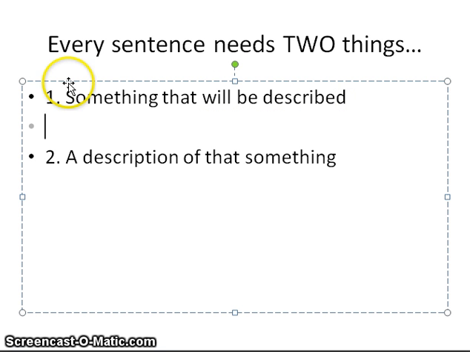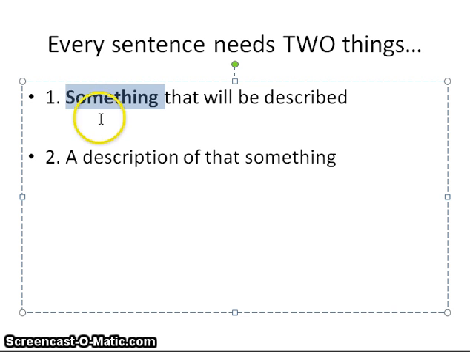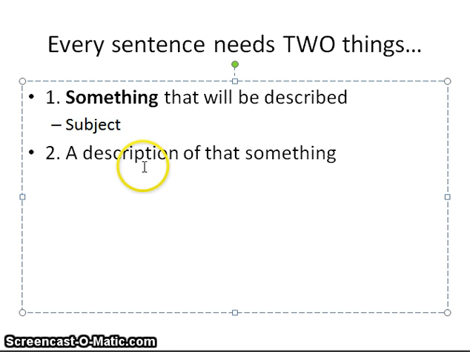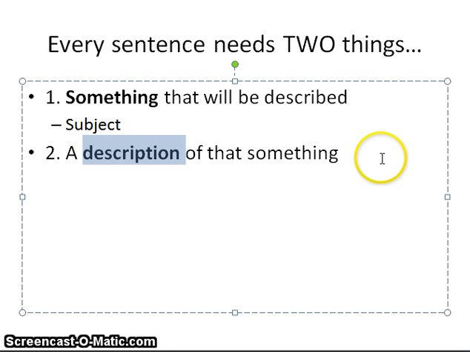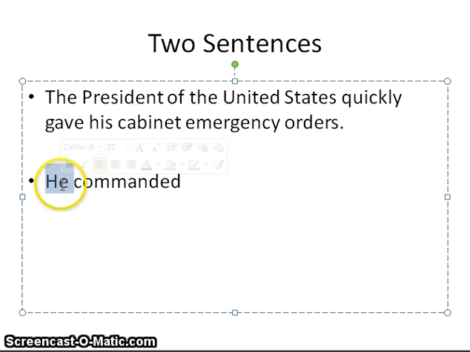Okay, something that will be described, we're going to call our subject. Okay, and our description, we're going to call the predicate. Okay, makes things a little bit easier, make it easier for us to talk about it. And these are the common terms that you'll hear. So in the second sentence, if we look at the words that we outlined, he, the something that will be described is our subject, and the description, commanded, we'll refer to that as the predicate.